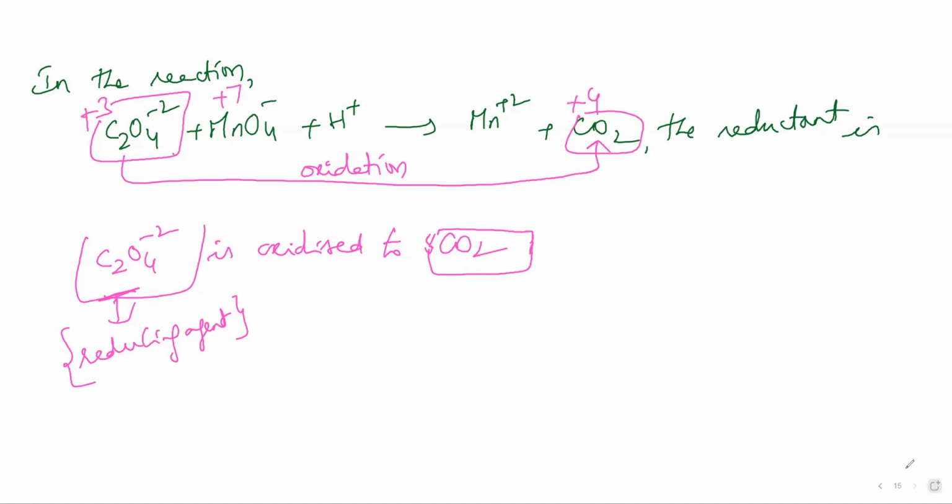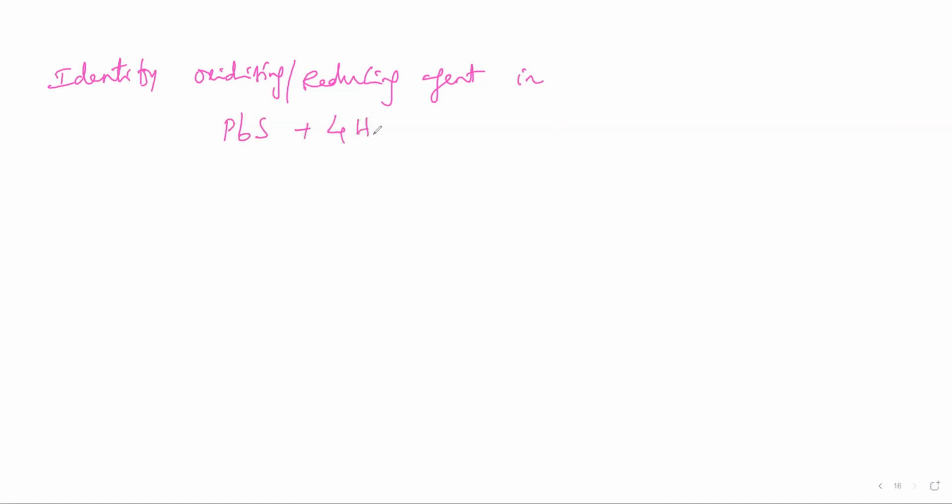Same model question. Identify the oxidizing and reducing agent in this given equation: PbS plus 4 H2O2 gives rise to PbSO4 plus 4 H2O.